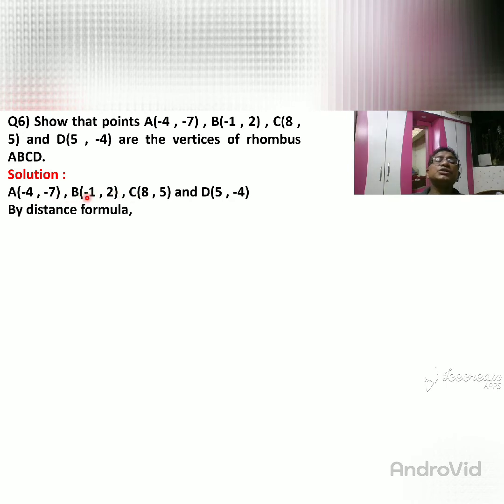Then for the BC distance, this is x1, this is y1, then x2, y2. When we take the CD distance, this is x1, y1, x2, y2. When we take the AD distance, this is x1, y1, x2, y2. So by the distance formula we solve this problem.